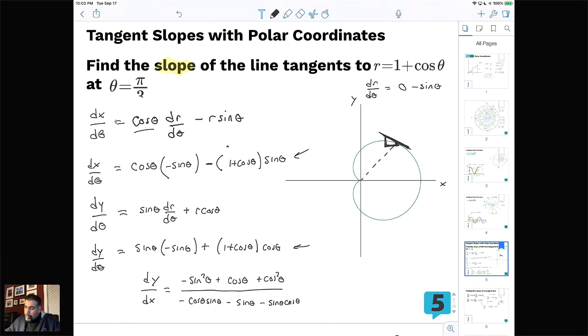At this point in time, we were asked to find the slope when theta was equal to pi over 3. So all of this should be evaluated at theta equals pi over 3. And then that would lead us to the final answer.